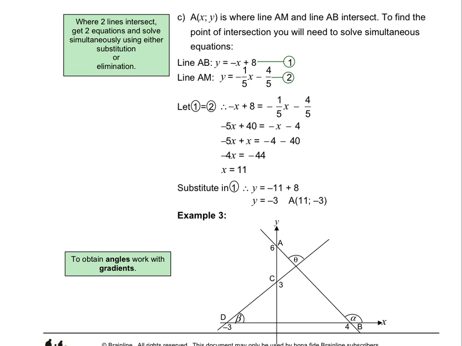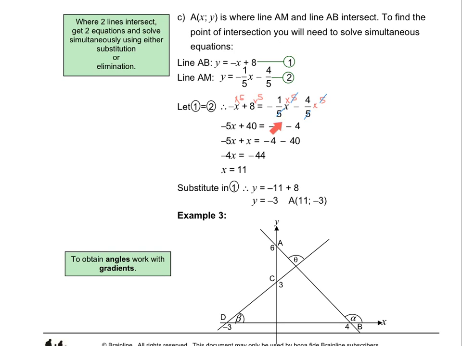To get rid of the division by 5, we use the lowest common multiple, which is 5, and each term is then multiplied by 5. So minus x times 5 is minus 5x, 8 times 5 is 40, minus 1 over 5x multiplied by 5 means the 5's will cancel out and I'm left with minus 1x, and minus 4 over 5 times 5 means the 5's will also cancel out and I'm left with minus 4.